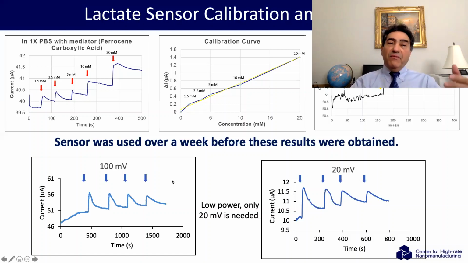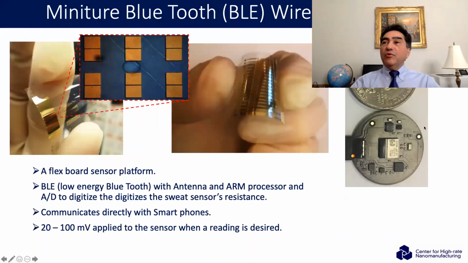And to have low power, initially we were running the sensor at 100 millivolts. And so we wanted to reduce the power. And so we can actually run it at 20 millivolts with no issues. This was connected to a wireless Bluetooth low energy module, so that the sensor will be connected to that and will be packaged with the microfluidics and will be touched with the skin.